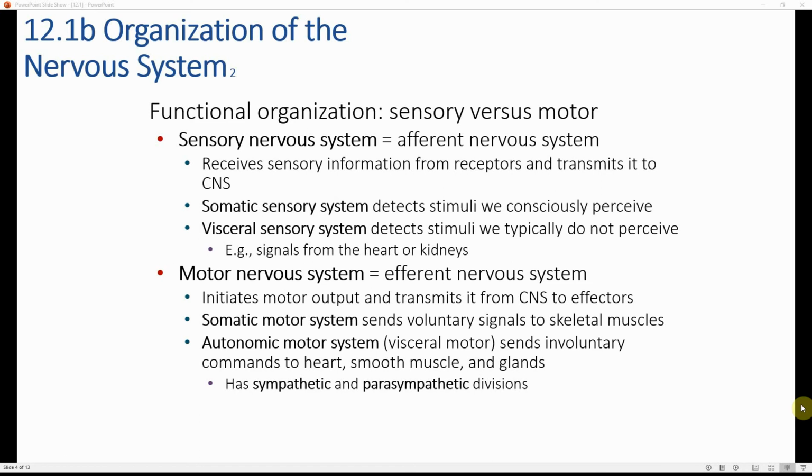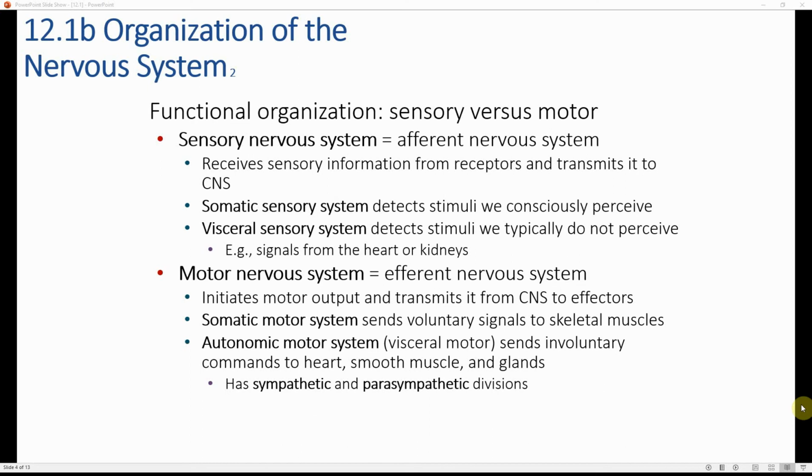Now, some of that we consciously detect, and that's referred to as the somatic sensory system. And then some of that we're not consciously aware of, and that is our visceral sensory system. Things like blood pressure and heart rate, respiration, levels of carbon dioxide in our blood. All those things are picked up and dealt with by the brain, but it's the visceral sensory system that processes that. And then we have the motor nervous system.